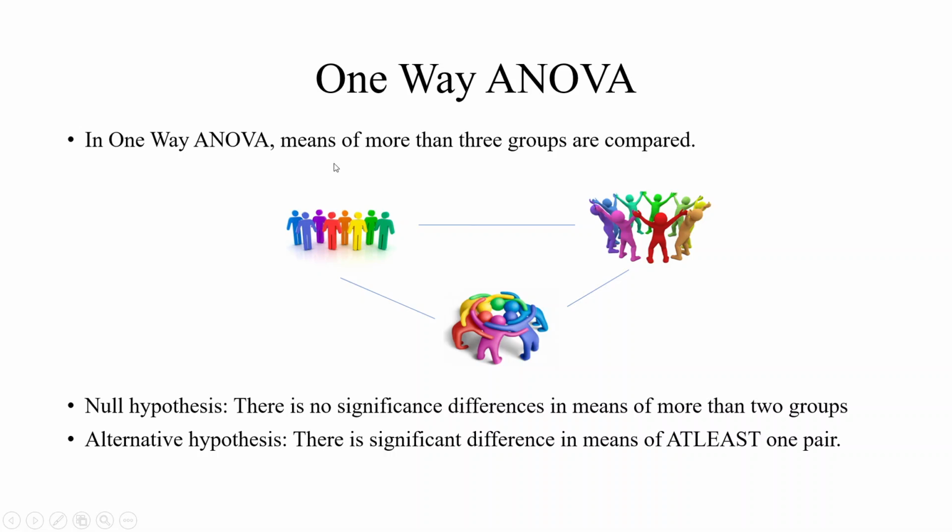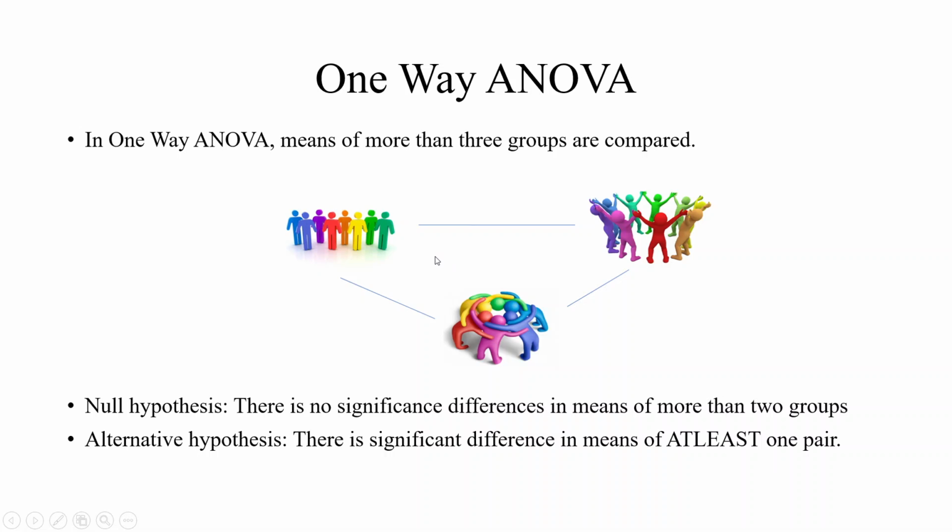In one-way ANOVA, means of more than two groups are compared: Group 1, Group 2, Group 3, and their means are compared. The null hypothesis is that there is no significant difference in the means of more than two groups. The alternative hypothesis is that the mean of group 1 can be significantly different from the mean of group 2, the mean of group 2 can be significantly different from group 3, and the mean of group 1 can be significantly different from group 3. So the alternative hypothesis is that there is a significant difference in means of at least one pair.